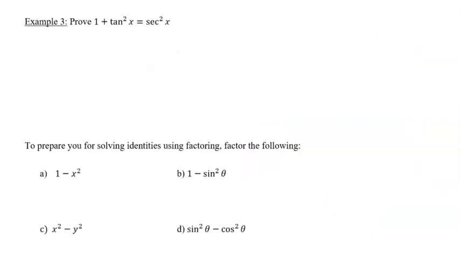All right, let's look at one other identity that is one of these 8 that is listed in the chart. It says prove 1 plus tan squared x equals secant squared x.